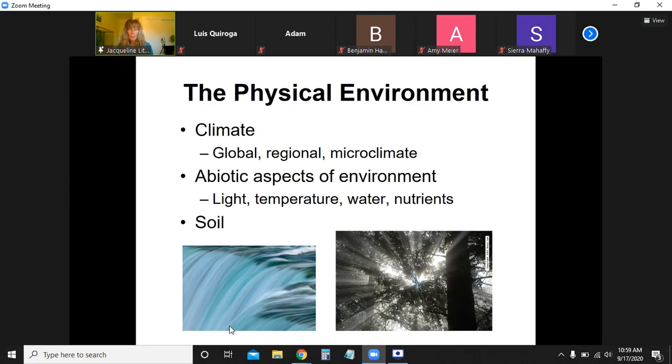We talked also about abiotic aspects of the environment, just a little bit. So we talked about light, temperature, and water and its really amazing special properties. We talked a tiny bit about nutrients, and then we talked very little about soils.